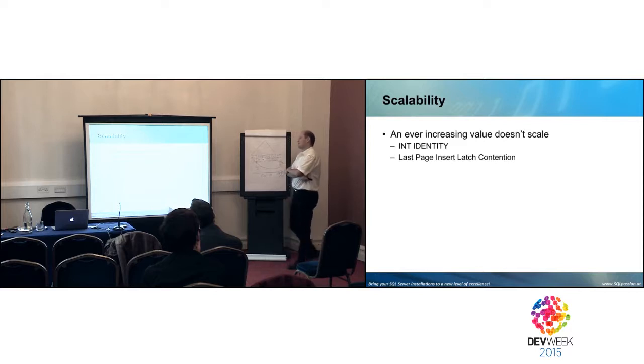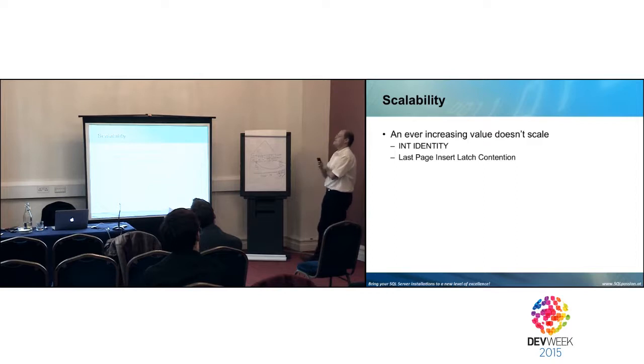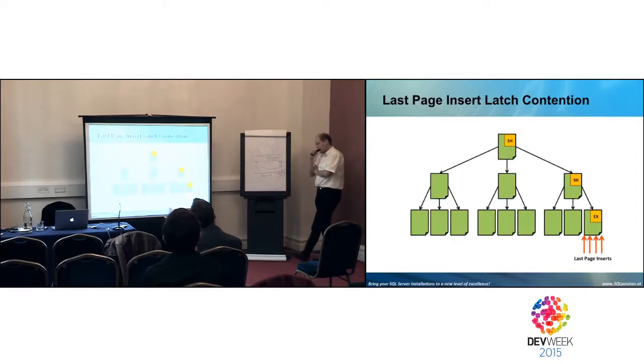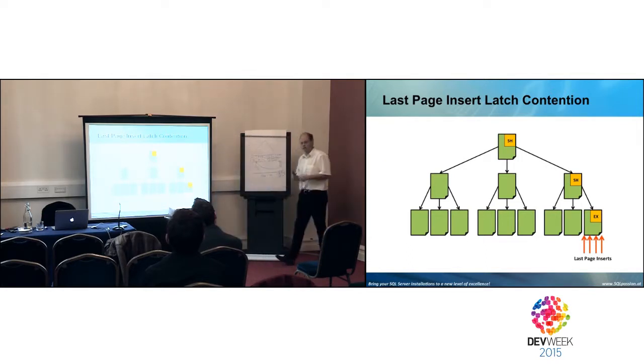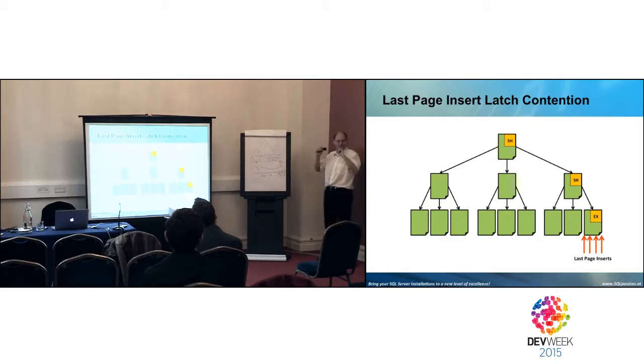The problem is called the last page insert latch contention. When we insert rows at the very end of our clustered index, you generate a single hotspot at the very end of your clustered index, because all your records are just inserted at the last page. Makes sense. 1 comes before 2, 3, 4, 5, 6, 7, 8.